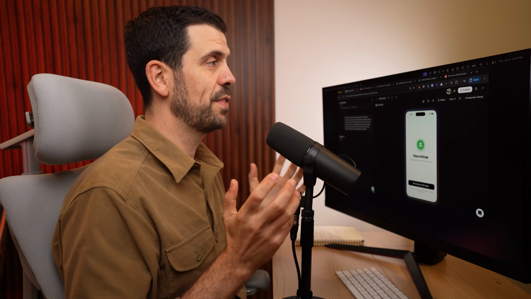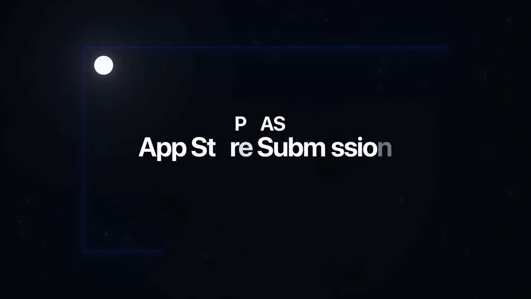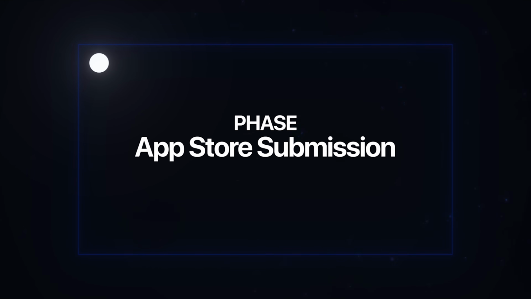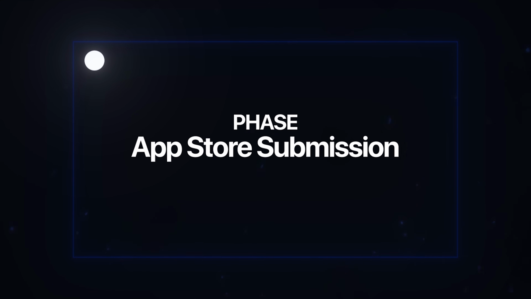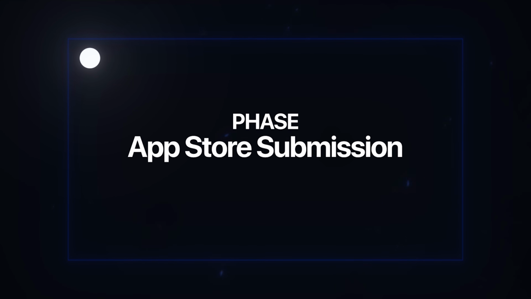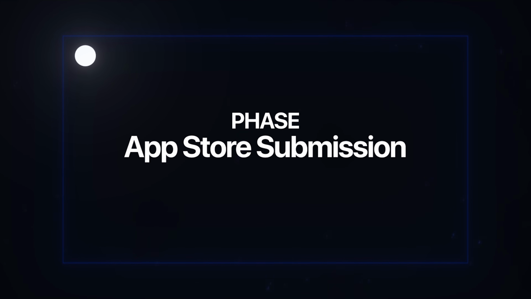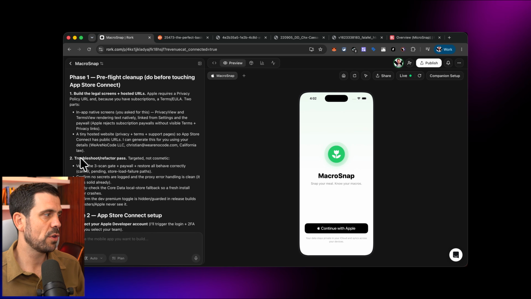But we know there's a couple things that I just mentioned that are gonna be required. Okay, so the last steps are exactly what I thought they would be. First one is basically pre-flight cleanup. So we're gonna do the in-app native screens, the tiny hosted website for the terms and conditions, then troubleshooting and refactoring. We make sure we pass those.